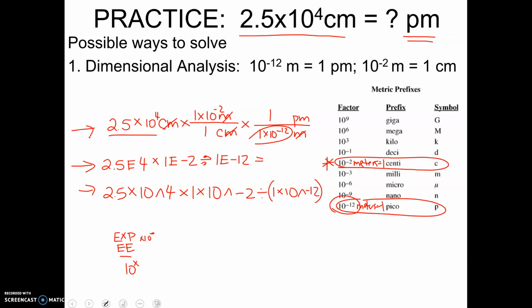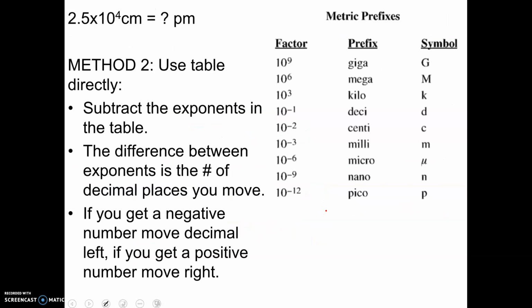Bottom line, the answer that you're going to get, if you did it correctly, is 2.5 times 10 to the 14th picometers. Now, you can see this is lengthy, and it requires you to figure out how to read this and turn it into these conversion factors. But there's an easier, faster way to do this, and this is a modified lecture. I was teaching this in a lengthier way, but this is actually even better. A couple students suggested this, and I thank them for that. All you're going to do is use this table directly.